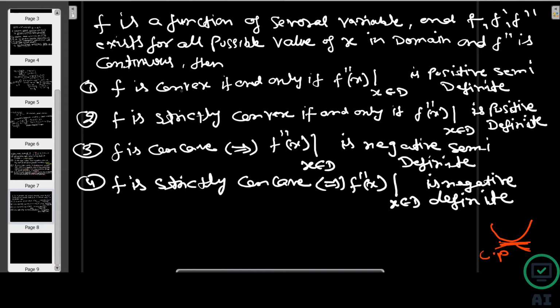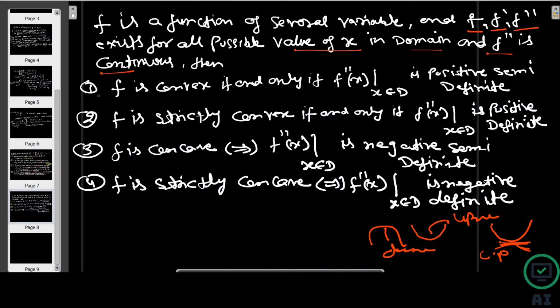So f is a function of several variables, and the first derivative and the second derivative of function f exist for all possible values of x in their domain, and the second derivative is continuous. Then these four conditions are there to identify the local and global maxima and minima. The first condition is that f is convex. This is convex and this is concave. So this is opening in the upward direction, this is opening in the downward direction. I will explain what is strictly convex and what is simply convex.